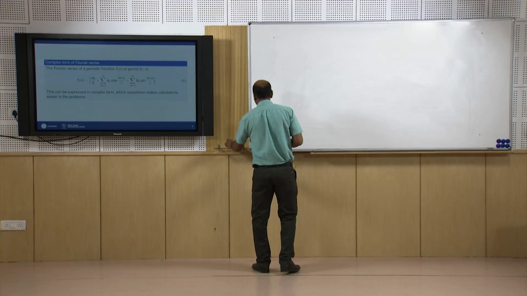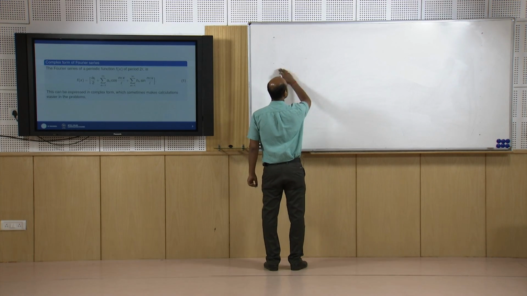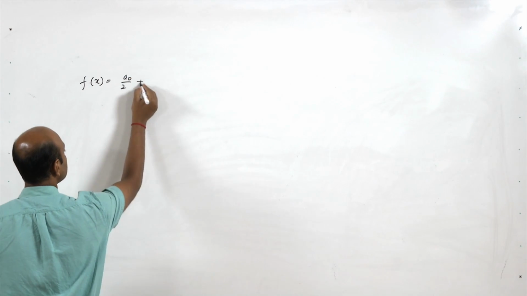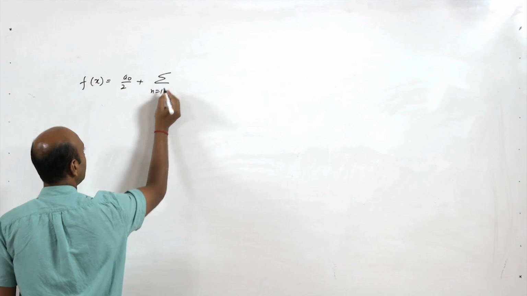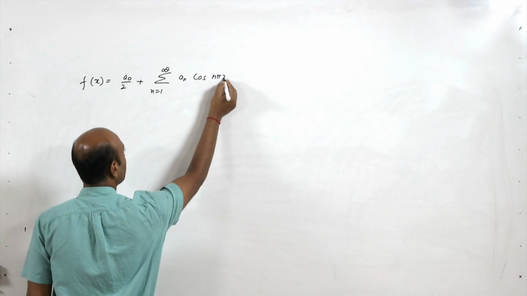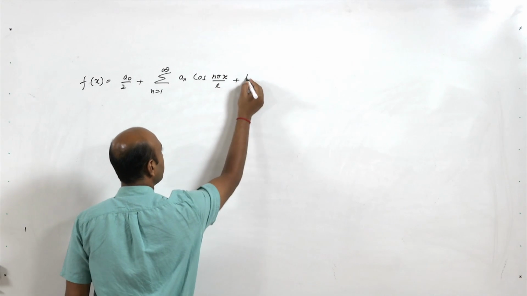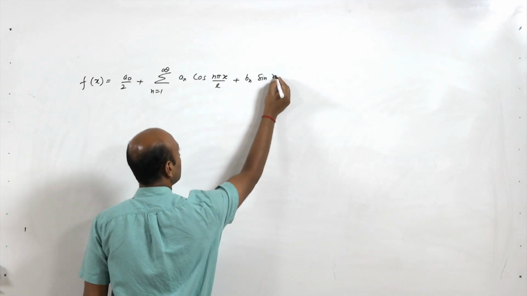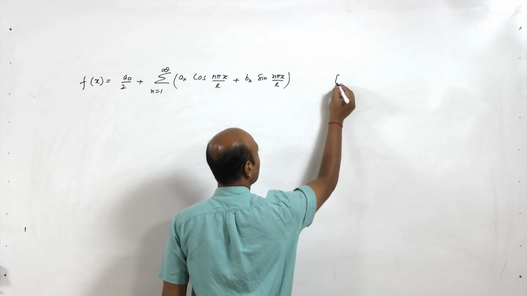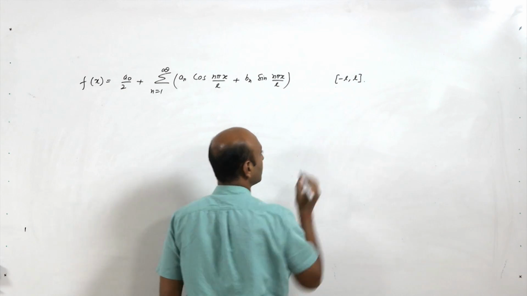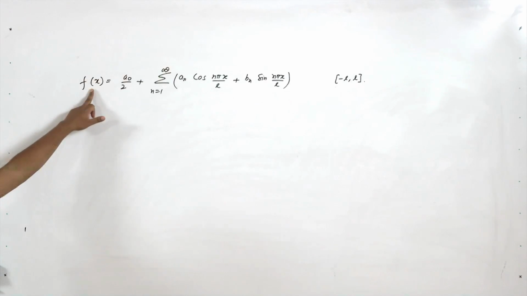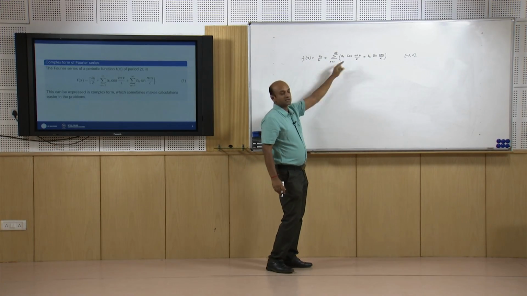So, what is f(x)? f(x) is equal to the Fourier series expansion: a naught upon 2 plus summation n varying from 1 to infinity of a n cos n pi x by l plus b n sin n pi x by l. The interval we are taking is from minus l to plus l, and f(x) is a periodic function. So, this is the Fourier series expansion of the function f(x).